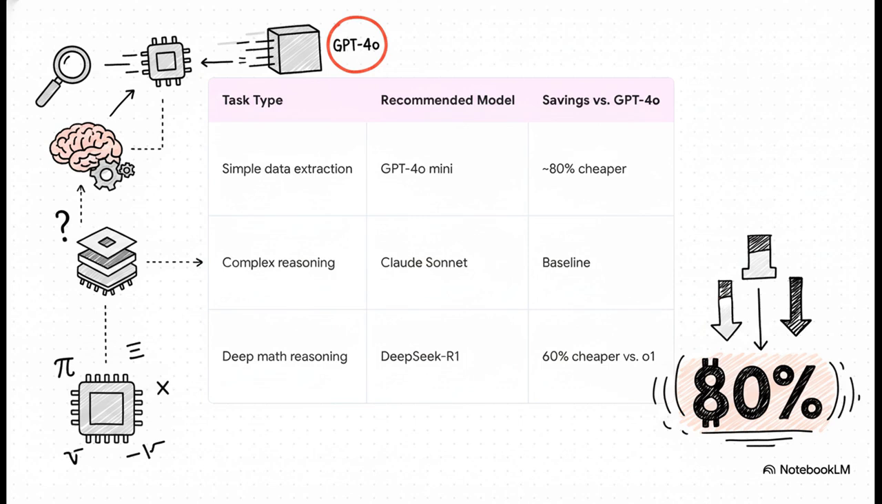As you can see here, if you route that simple data extraction task to something like GPT-4o Mini, you can save around 80%. The key is building a smart router that picks the cheapest model that can still get the job done for each little task.